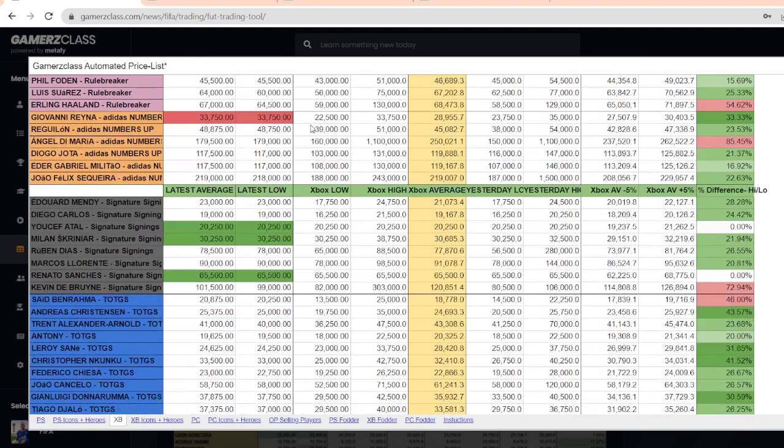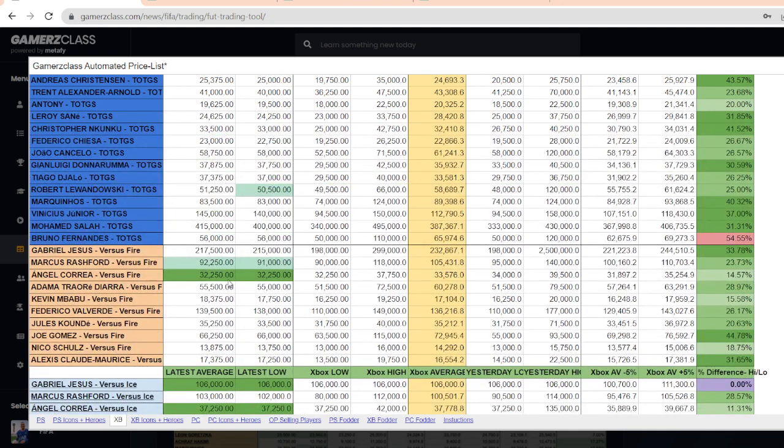Let's have a look. I know for a fact these three guys are at their price range. Probably I should remove them from the spreadsheet. Let me know if you have any thoughts on that. Let's move on.